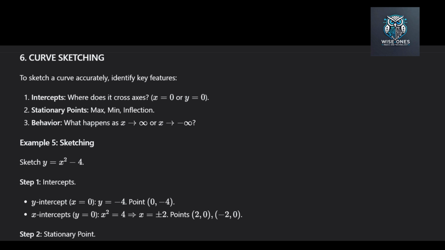Number 2, stationary points. We just learned how to find max and min points. Mark these on your graph. Number 3, behavior. What happens as x goes to infinity?